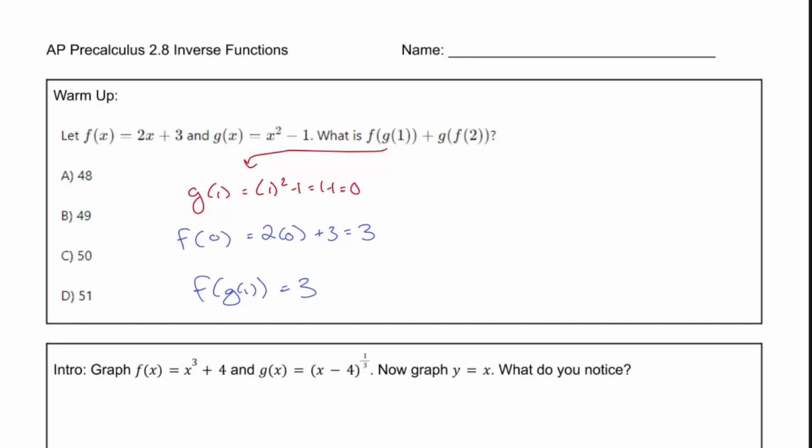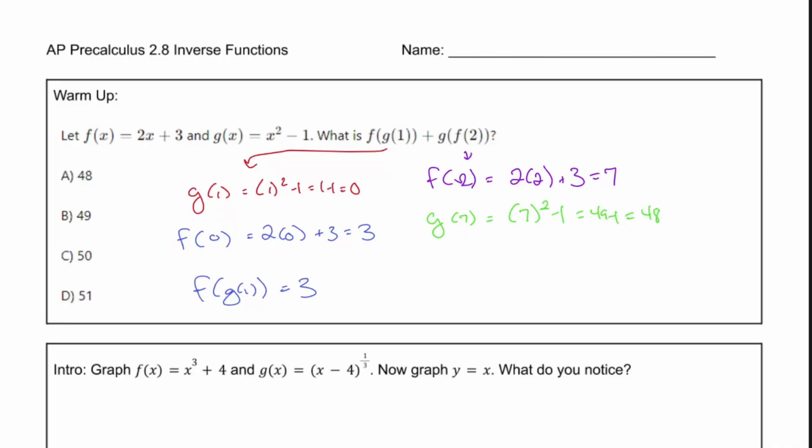g of f of 2 means let's start out with f of 2. You start out with f, replace every x with 2. So that's 4 plus 3, which is 7. And so now I need g of f of 2, which is the same as g of 7. And g of 7 means 7 squared minus 1, which is 49 minus 1, which is 48.